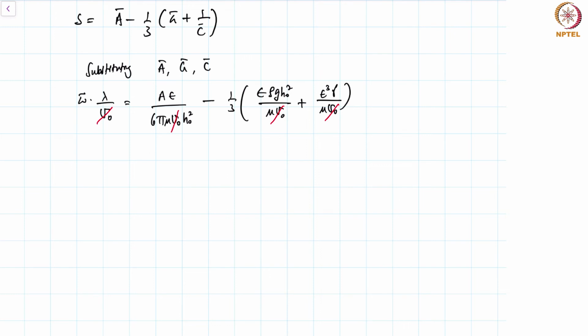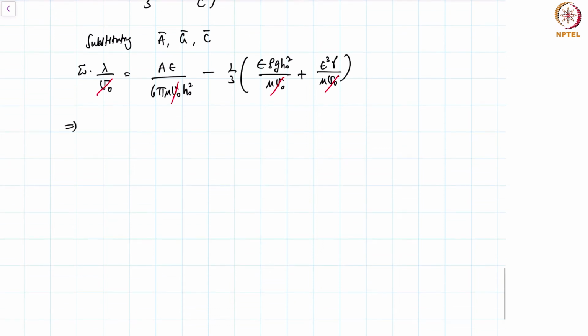The characteristic velocity will naturally disappear, and therefore what we have now is 3 mu omega tilde will essentially become A k square by 2 pi h naught minus k square rho G h0 square, and finally I have the surface tension term, which is h0 cube k power 4 times gamma, right?